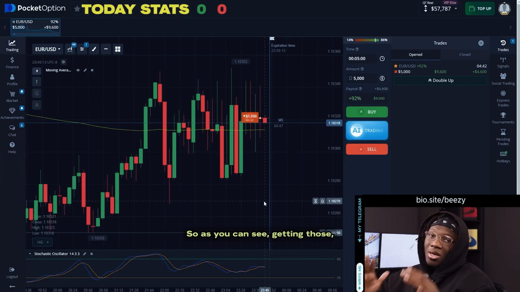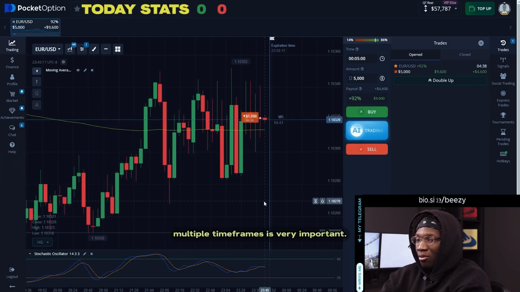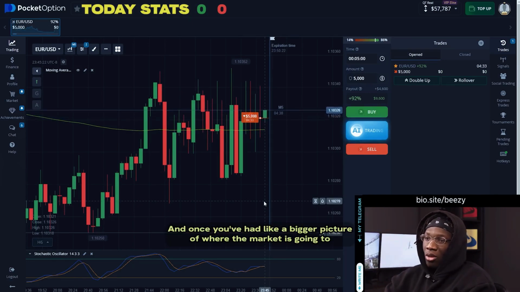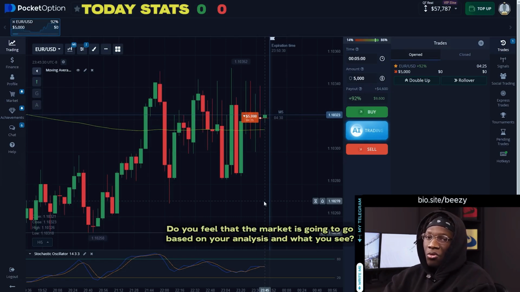So as you can see, getting those multiple time frames is very important. And once you've had a bigger picture of where the market is going in that whole situation, first thing in your mind is try to find the right time frame that you feel the market is gonna go based on your analysis and what you see.